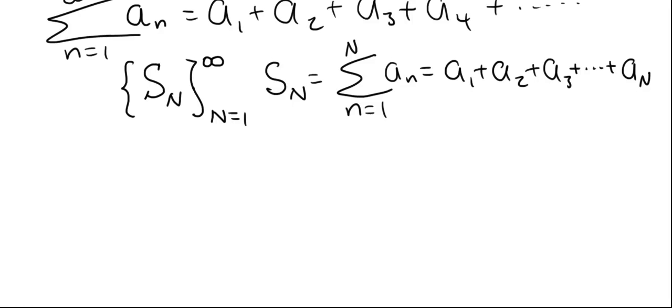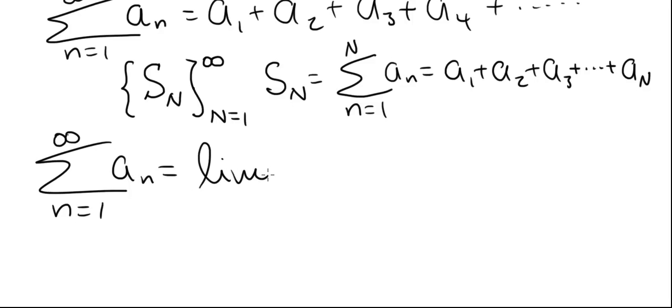And so the series itself, the summation from 1 to infinity of a_n, is defined as the limit as capital N goes to infinity of the sequence of the nth partial sums, S_N. If this limit exists and it is a finite number, the series converges to that number. If the limit doesn't exist, we say the series diverges. But the problem is, in practice, it's very difficult to express S_N in a way that we can evaluate the limit. So theoretically it's great, but in practice it's not very good.